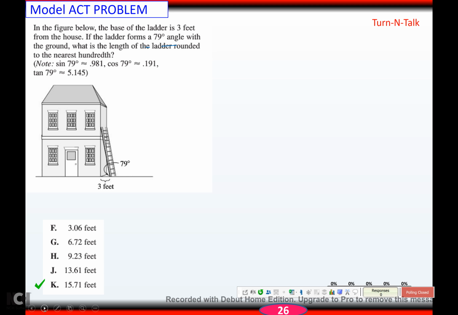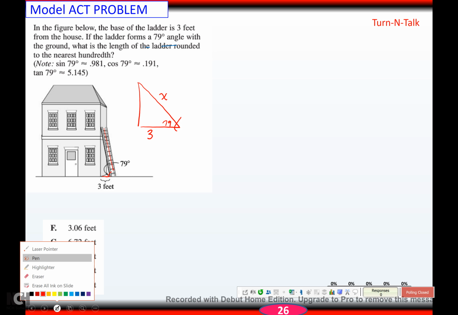Just like that. All right, in the figure below, the base of the ladder is 3 feet from the house. If the ladder forms a 79-degree angle with the ground, what is the length of the ladder? So I'm going to redraw that. You've got this right triangle here. This is 79 degrees. This distance is 3 feet, and they want me to figure out the length of the ladder.